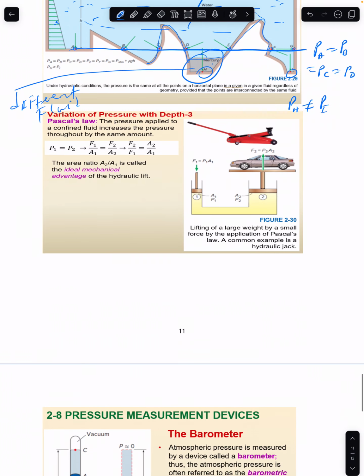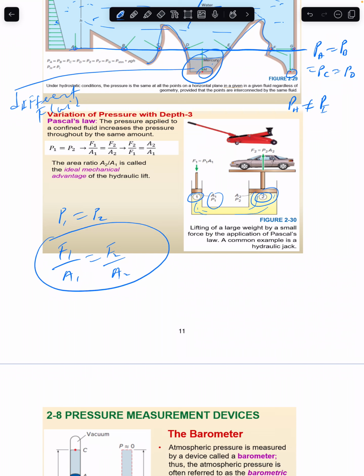Now lastly, let us look at Pascal law. Pascal law says if we have 2 points, point 1 and point 2, and Pascal law is mostly used when we have the same fluid in a cylinder and we have two different points, we can always say that P1 equal to what? P2. And P1 is F1 over A1 equal to what? F2 over A2. This is the Pascal law.